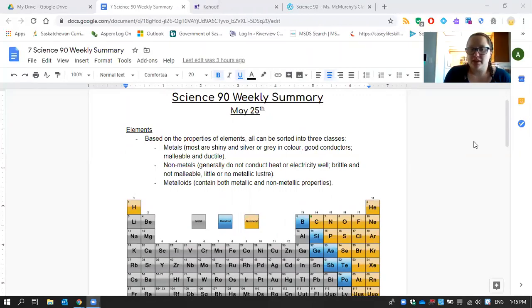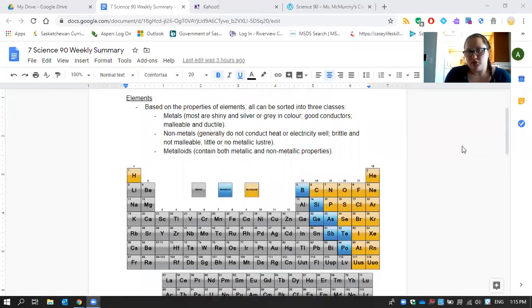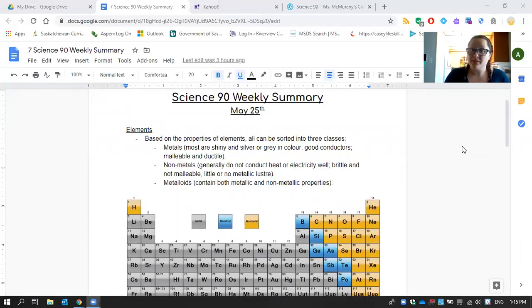So on Tuesday, you guys would have looked at your notes on the elements. And so there are 3 main classes that we can sort our elements into. And those are metals, which are typically shiny and silver or gray in color. They're usually good conductors, so they pass along electricity really well or even heat. They're malleable and ductile, which means that they can be bent, they can be stretched out into thin wires, and so on. So another classification is the nonmetals.